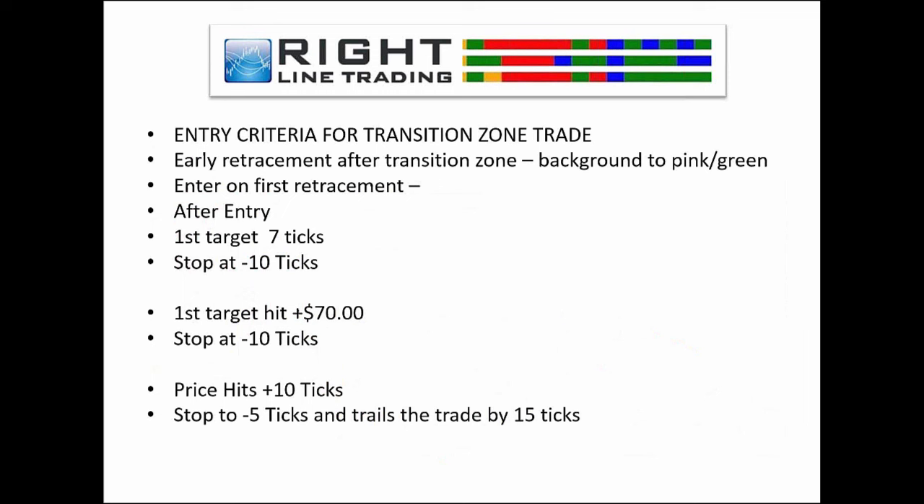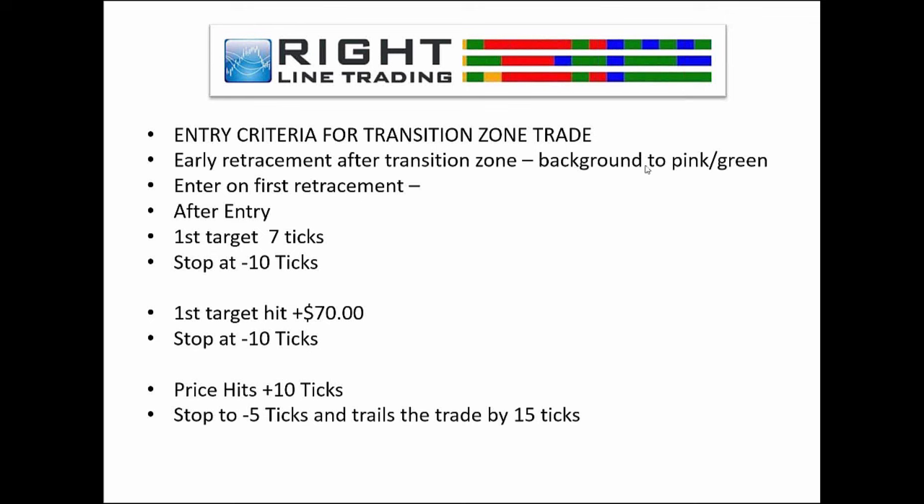Now, let me talk a little bit about the entry criteria for a transition zone. Now, we always trade a retracement and then a continuation. Why? So that we don't walk into a retracement or walk into consolidation. We want the retracement to already have occurred, and what we're doing is we're taking a continuation. The same is true at a consolidation. I could have put this as early retracement consolidation after transition zone. I'll show you the trades.